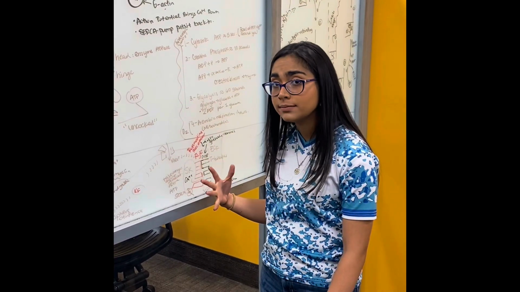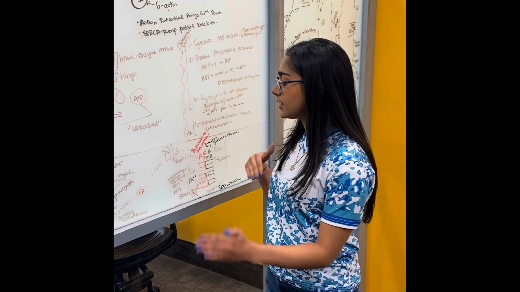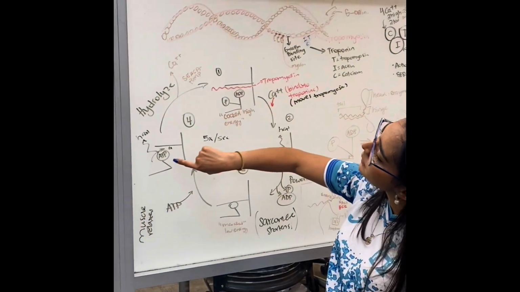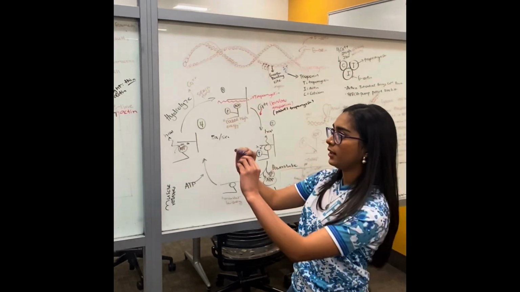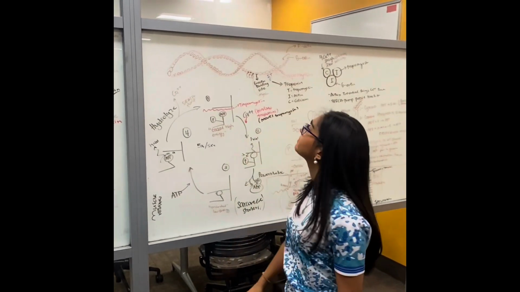It takes longer, and it's going against the gradient. So that's how you do it. You transform ATP, you hydrolyze it. ATP literally breaks down into ADP and phosphate.